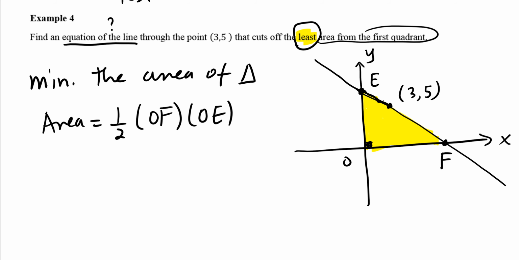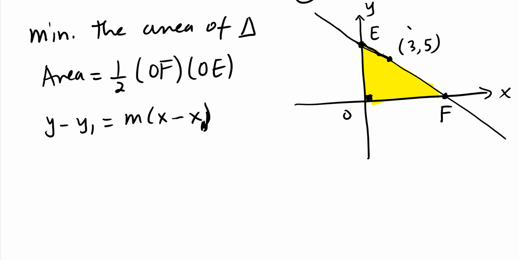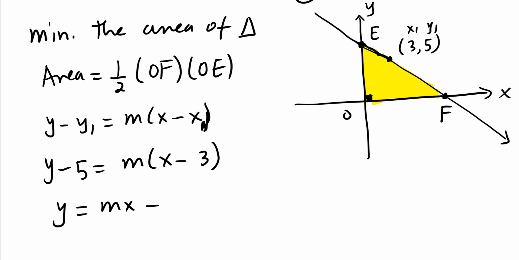One thing we can do is use the given point (3, 5). We know the equation of the line is y minus y1 equals m, the slope, times x minus x1. Here this is x1, y1. I don't know the slope, but I do know that the slope is negative because the line is going down. We can solve for y: y equals mx minus 3m plus 5. Okay, so that's the equation of the line.